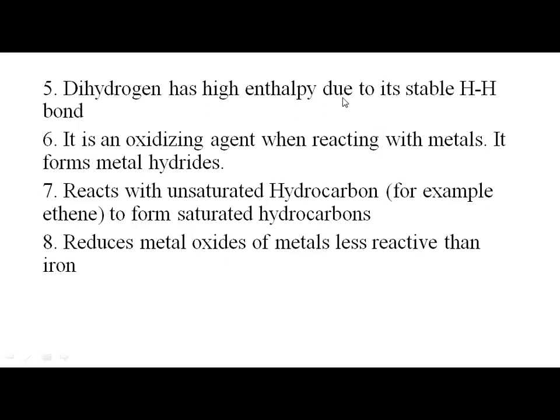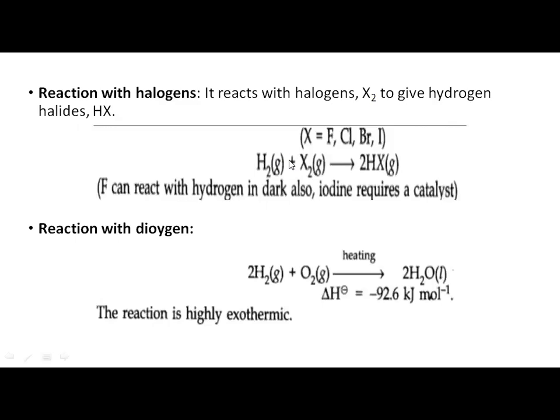Dihydrogen has high enthalpy due to its stable H-H bond. It is an oxidizing agent when reacting with metals because it forms metal hydrides. It will take electrons from metals, therefore it is an oxidizing agent. It reacts with unsaturated hydrocarbons to form saturated hydrocarbons, undergoing an addition reaction. It reduces oxides of metals less reactive than iron. So we will see these reactions one by one.